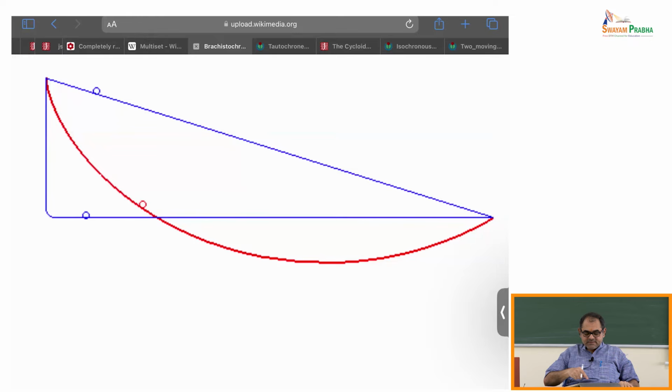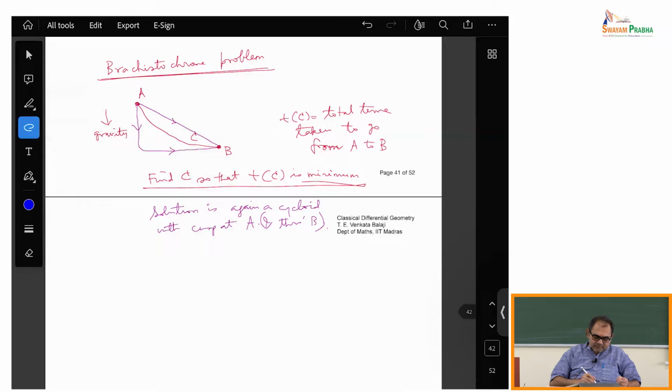So this is the Brachistochrone problem, and if you naively think, it looks very counterintuitive. All right, so this is one important thing. Then there is yet another place where the cycloid is important. It's in the so-called cycloidal pendulum. Let me tell you about that. This was due to Christian Huygens.